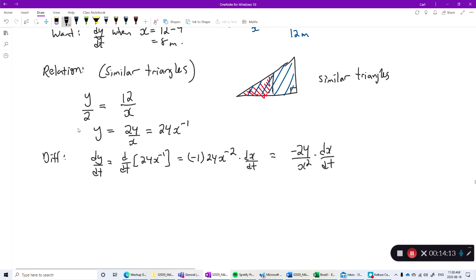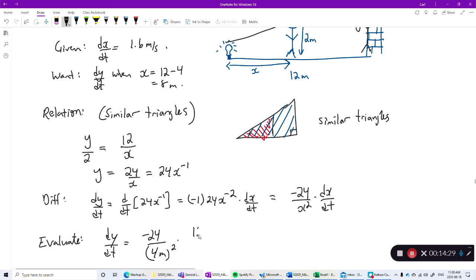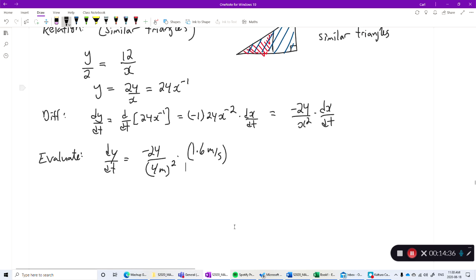And now I can evaluate it. I know everything I need to know. So dy dt when x is 4 and dx dt is 1.6, if I remember correctly, 1.6 meters per second. What do I get?